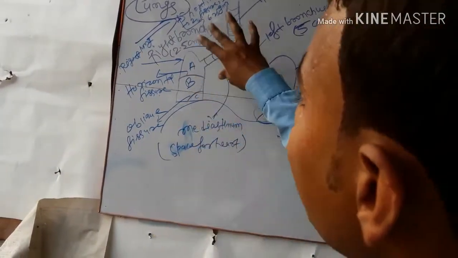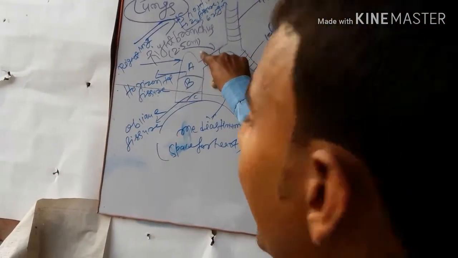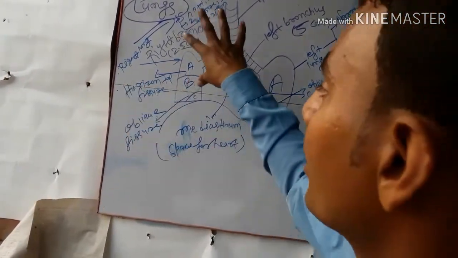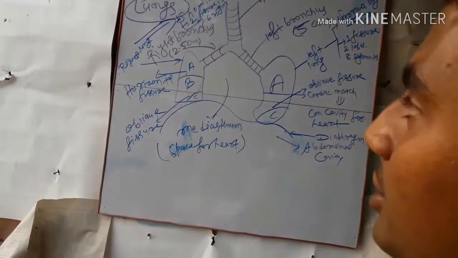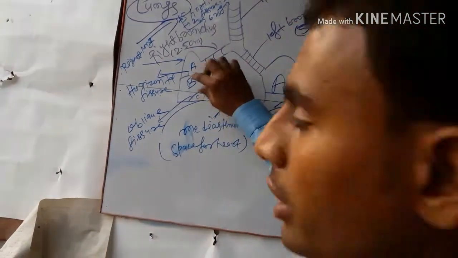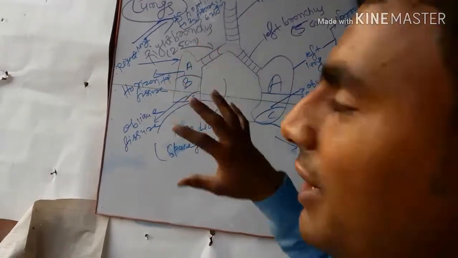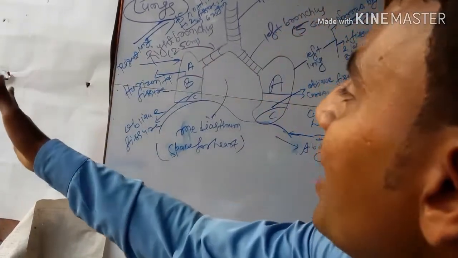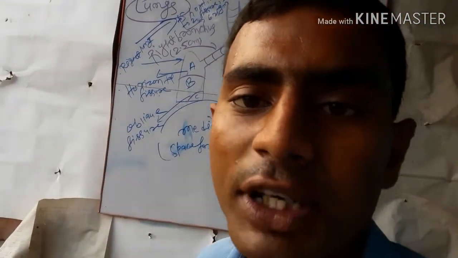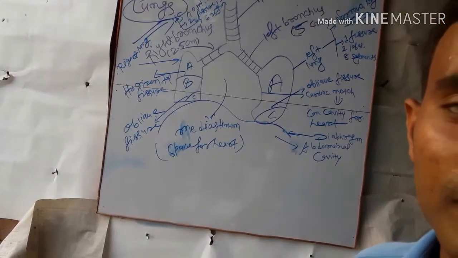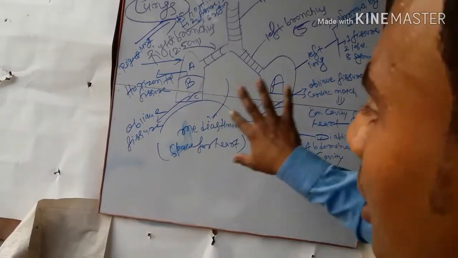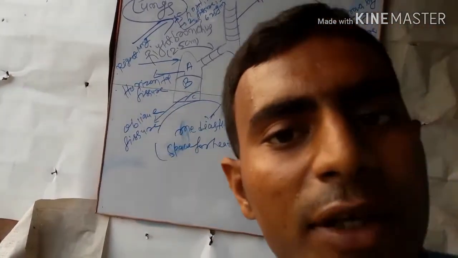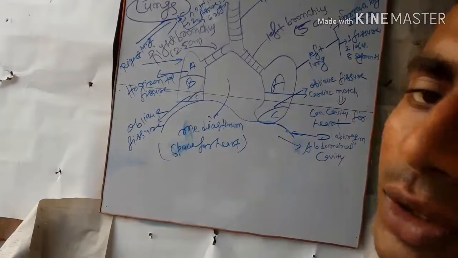So the right lung is smaller than the left lung, short and wide. It has two fissures, three lobes and 10 segments, and the weight of the right lung is 625 grams. One fissure is the horizontal fissure and the other is the oblique fissure. Two fissures are present.